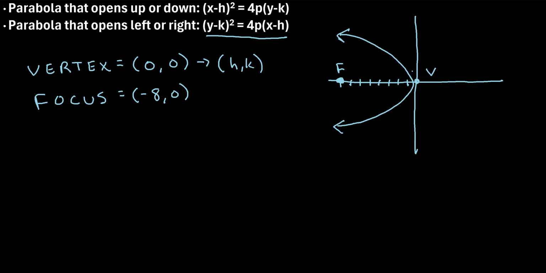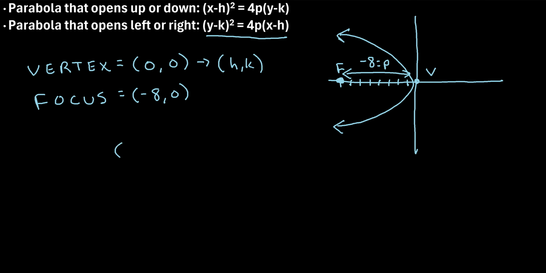And remember, p is the distance between the vertex and the focus. So to go from the vertex to the focus, what do we have to do? Well, we would have to subtract 8 in this particular example. Minus 8. So p, remember p is the distance between the vertex and the focus, so p is going to be negative 8. So we now have all the values that we need to fill in this equation.